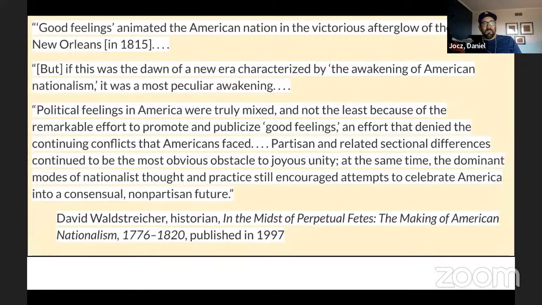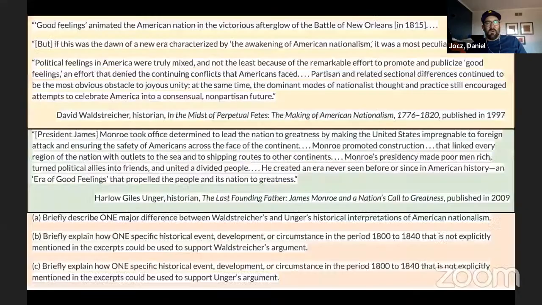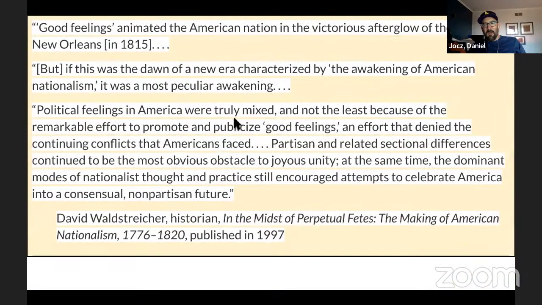So this is the one where you get two sources and then you get three questions right below. I found one for this period of time, and let me just show you what I recommend. So I read the sourcing. David, can't say that name. Historian in the midst of perpetual fetes: the making of American nationalism. Okay, he's talking about nationalism. All right, doesn't help me too much, but maybe this is going to be about nationalism.